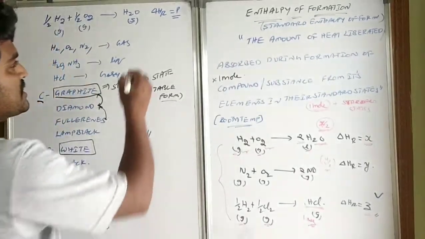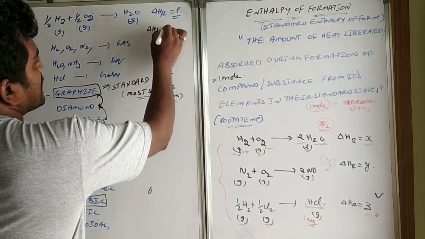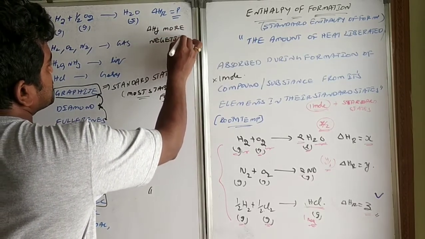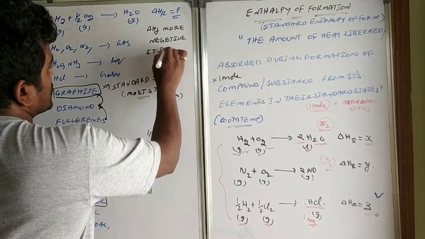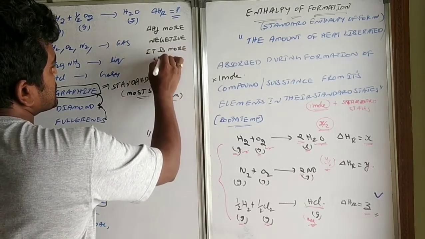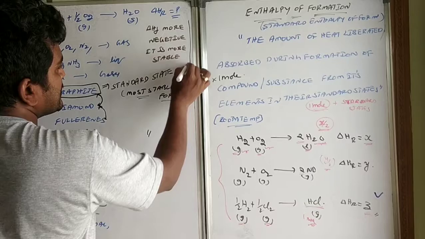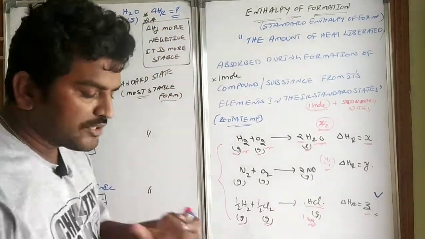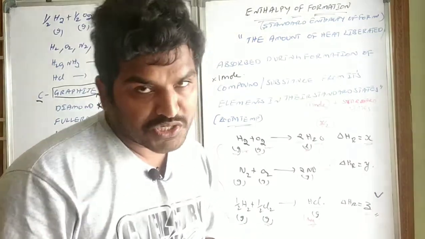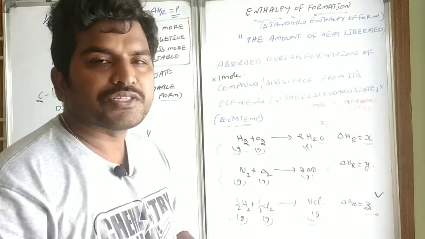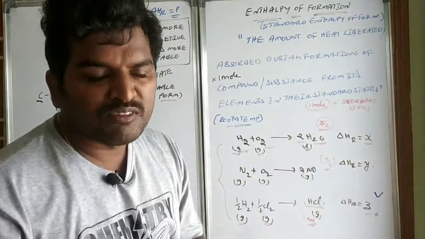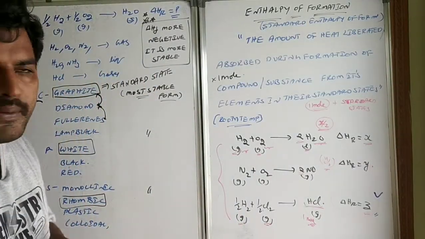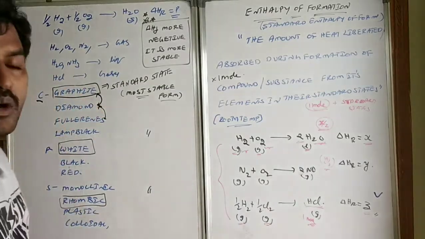How can we explain stability? The more negative the enthalpy of formation, the more stable it is. So for any compound, if the enthalpy of formation is more negative, that compound will be more stable. If the enthalpy of formation is less negative, that compound will be less stable. So between graphite and diamond, which is the more stable? Graphite is the more stable form.